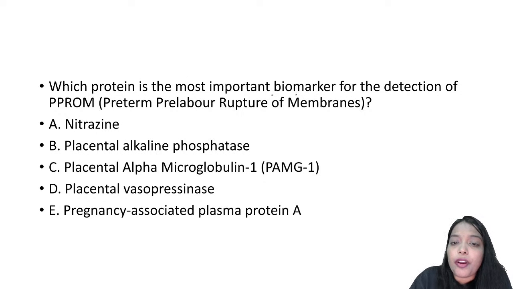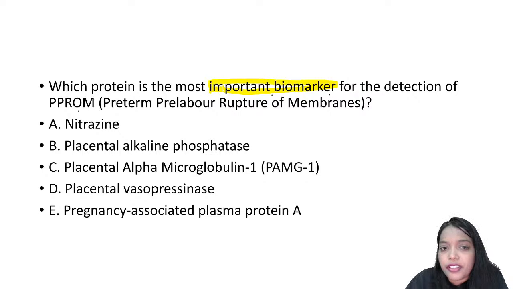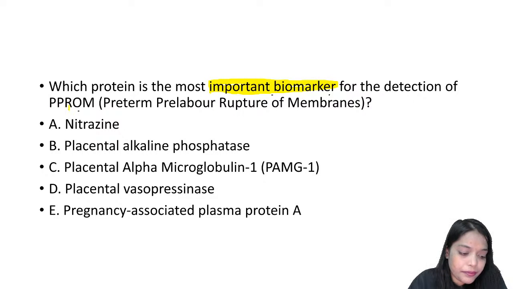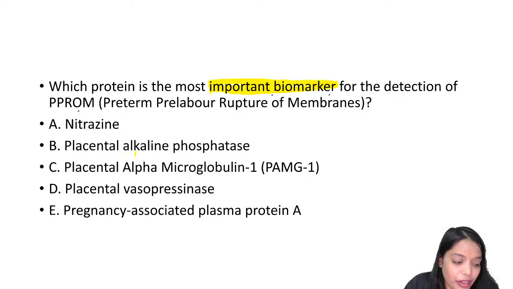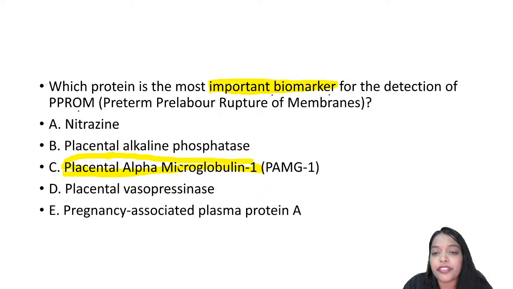Which protein is the most important biomarker for the detection of PPROM? Very good, Suraj Raj, very good. So I see all of you answering correctly. It is placental alpha microglobulin 1, which is an important biomarker for the detection of PPROM.